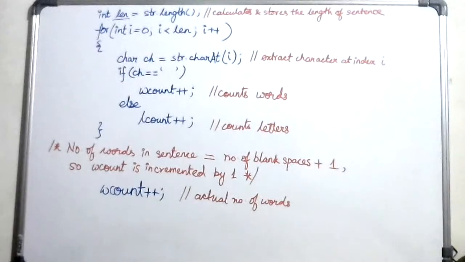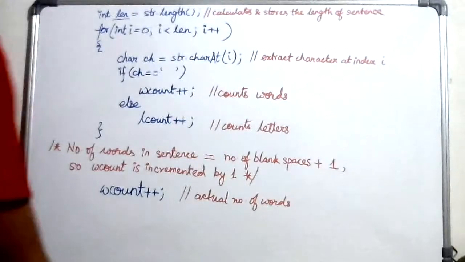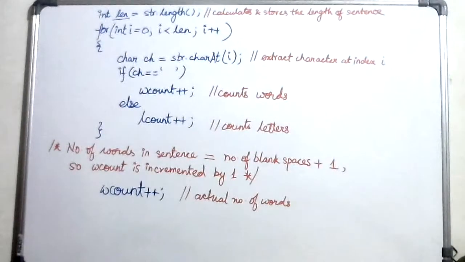Now we have the number of letters in the sentence as well as the number of words in the sentence. The only thing that remains is to display the values of L count and W count. So remember, we are still within the void count WNL function. Inside that we had been doing all these calculations. Now before we end the function, we will have to display the values of W count and L count.